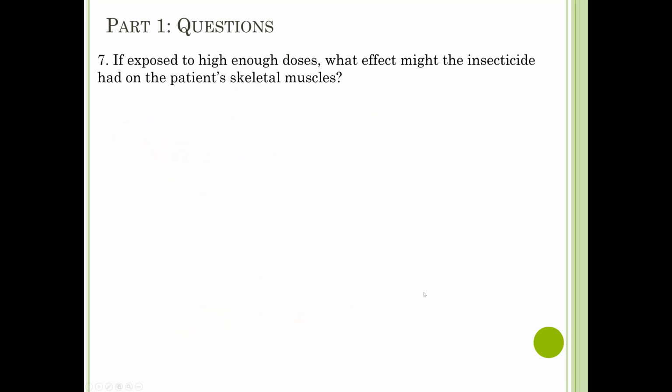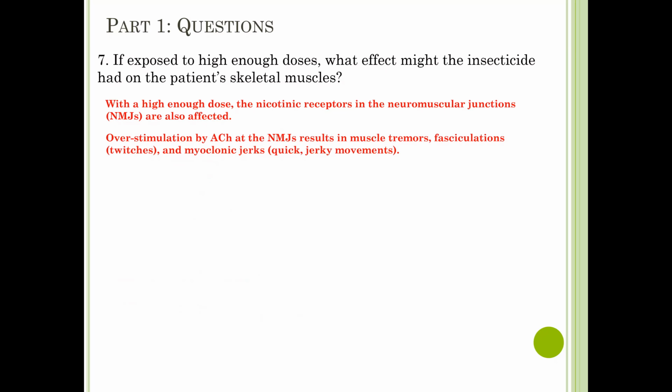Number 7, if exposed to high enough doses, what effect might the insecticide have on the patient's skeletal muscles? With a high enough dose, the nicotinic receptors in the neuromuscular junctions, or NMJs, become affected. And so overstimulation by acetylcholine at the neuromuscular junction can result in muscle tremors, fasciculations, which is the name for the twitch of a whole motor unit, and myoclonic jerks, which are quick, jerky movements, typically of the limbs.